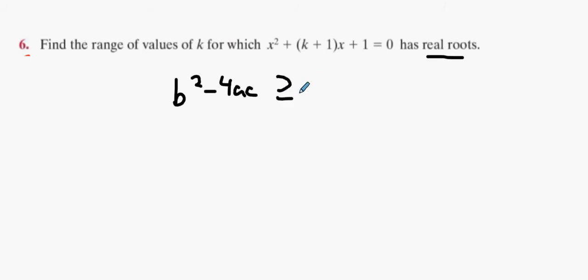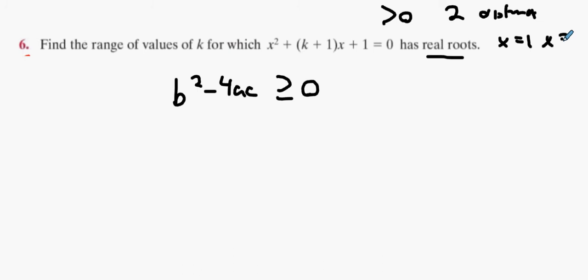I say bigger than or equal, because equal roots are real roots. You get what I'm saying? Equal roots are also real roots at the same time. So if it's bigger than 0, it's two distinct real roots. You understand what I mean by two distinct real roots? Two numbers that are different to each other.